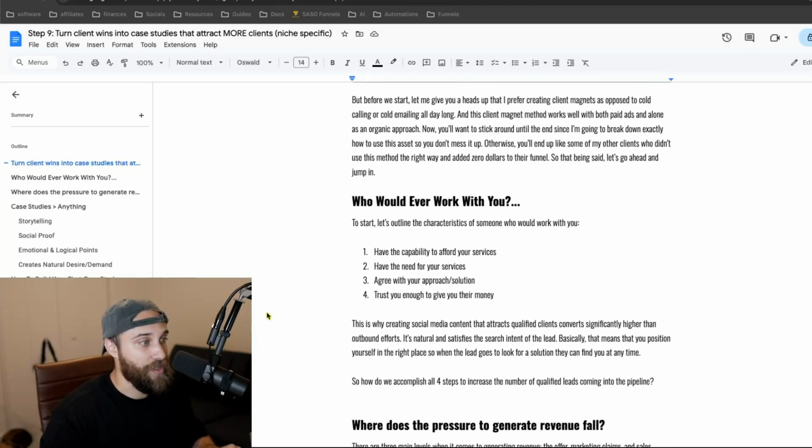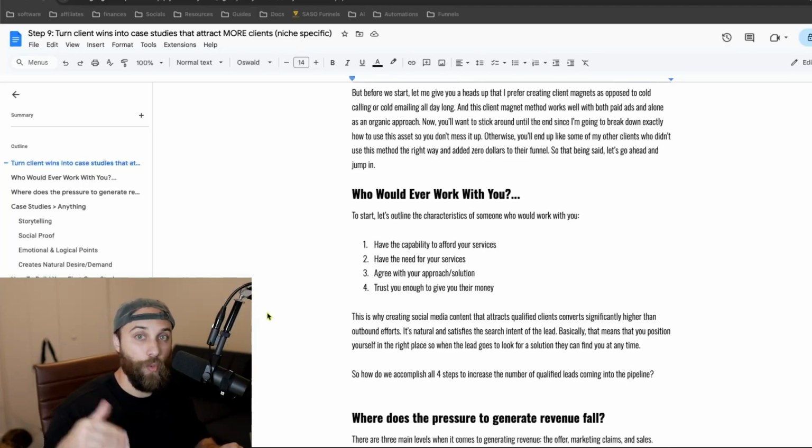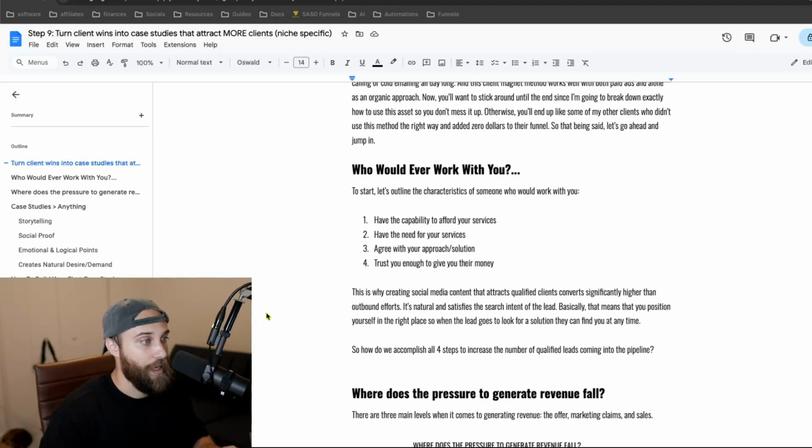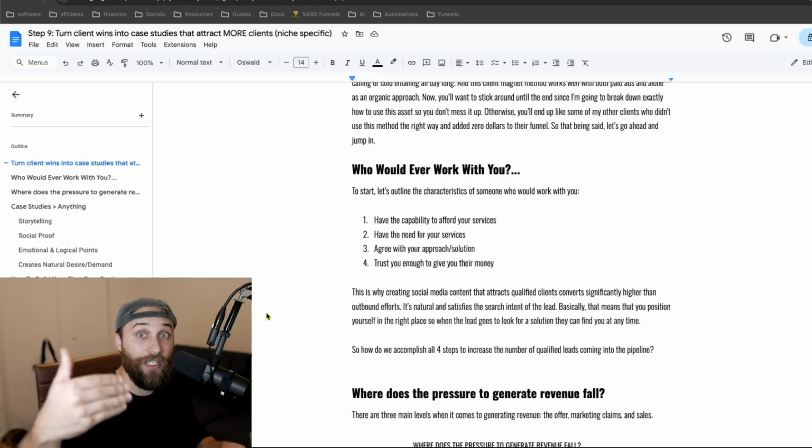Now, let's start by outlining characteristics of somebody who would want to work with you, right? Number one, they have to have the capability to afford your services. Number two, have a need for your services. Number three, they have to agree with your approach and your solution. That's why we make content, step 6. And number 4, they have to trust you enough to give you their money.